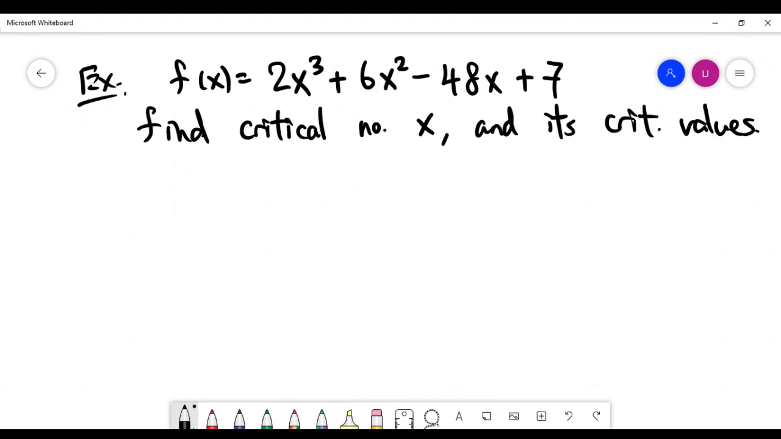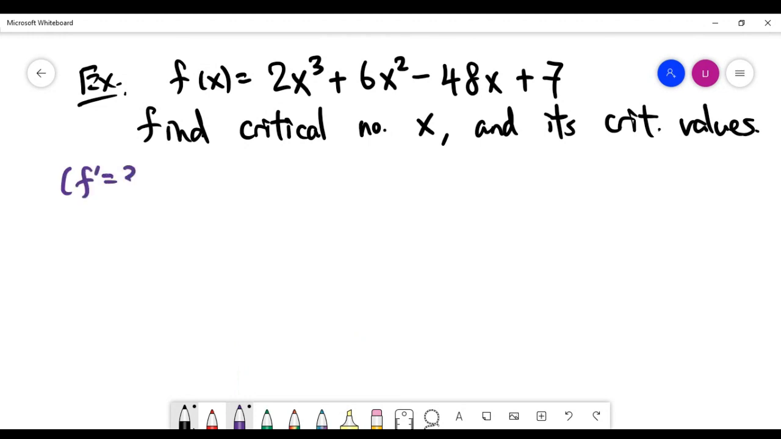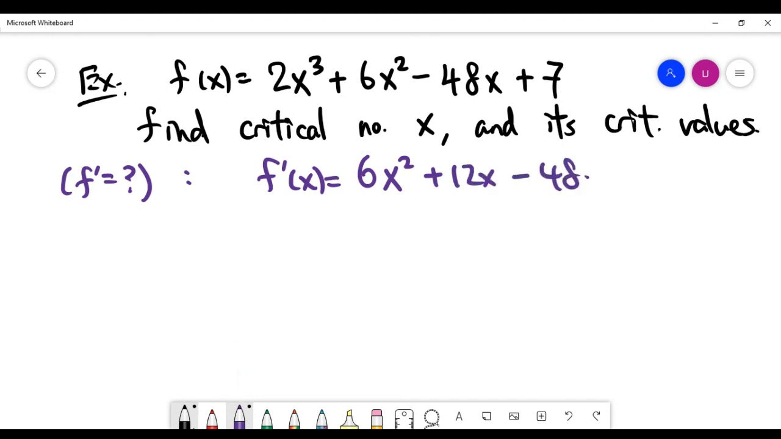Let's look at the current problem. You're given a function f, and I'm going to ask you to find the critical numbers and critical values for this function. And same as before, we need the derivative f prime. And let's find the f prime first. So the derivative in this case is 6x squared plus 12x minus 48, right? And once again, for this function, there's no chance you can get f prime is undefined, no chance. So we can set it to be 0, and let's solve it together.